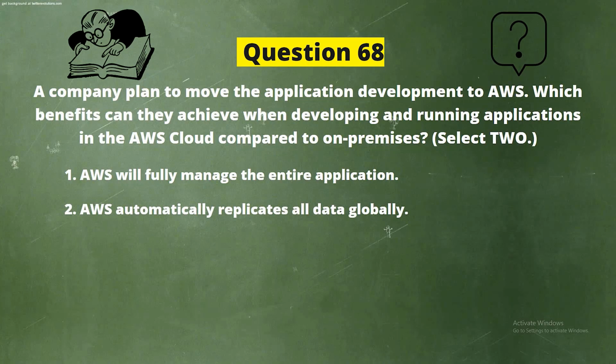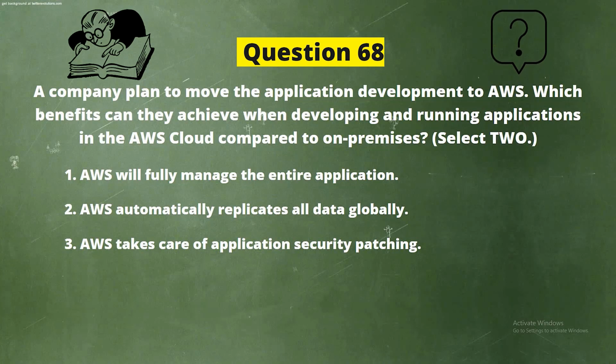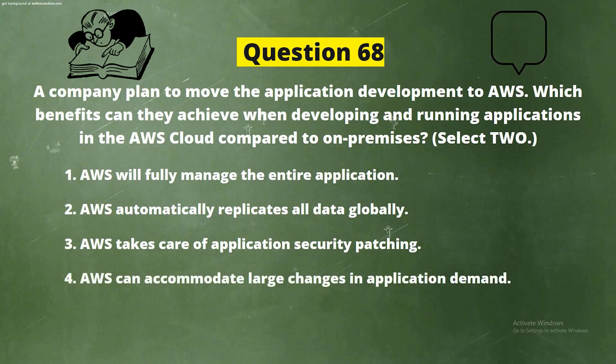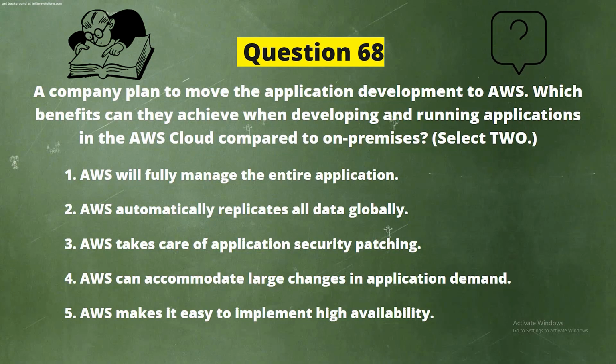Option 2. AWS automatically replicates all data globally. Option 3. AWS takes care of application security patching. Option 4. AWS can accommodate large changes in application demand. Option 5. AWS makes it easy to implement high availability.